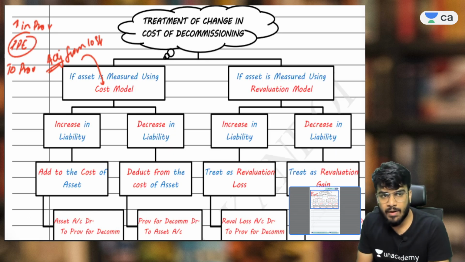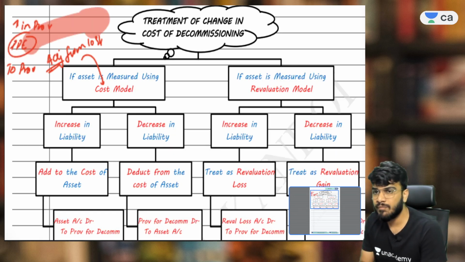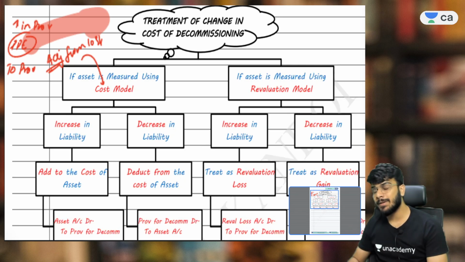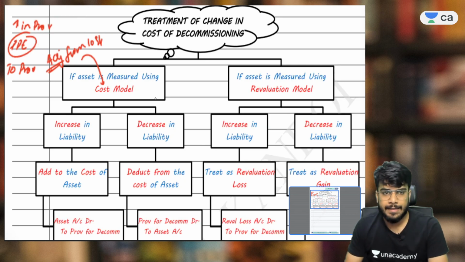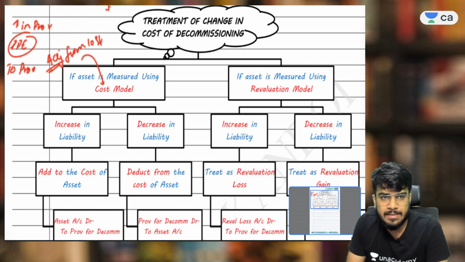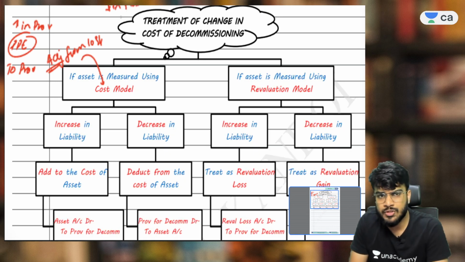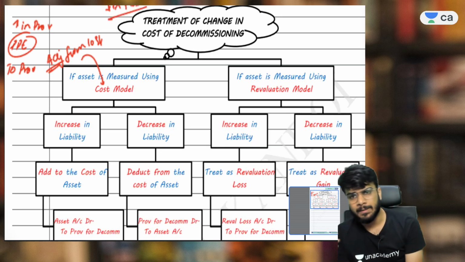Because you have debited the PPE, the carrying amount of PPE will increase. That means the depreciation will also change prospectively. Let's say in this circumstance there was a decrease in provision, so the entry will be reversed. Provision will be debited and you will credit PPE.